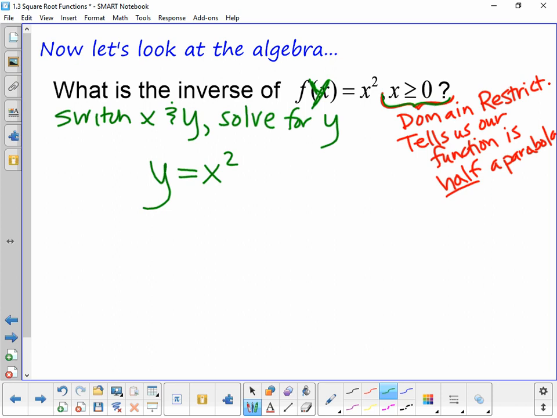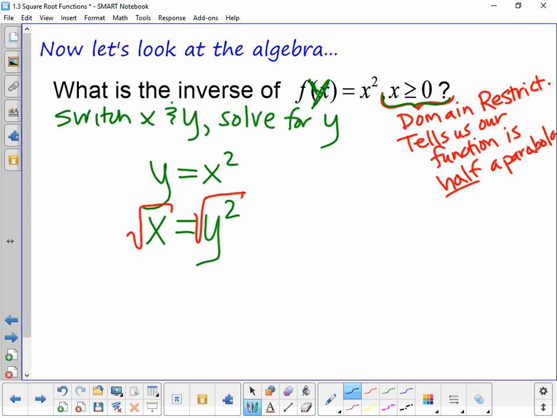So we're going to switch the x and y. So this becomes x equals y squared. Now they're switched. And now our goal is to solve for y to find that inverse function. Well, the only thing that's happening to y is that it's being squared. So if I want to undo that, I need to take the square root of both sides of the equation.